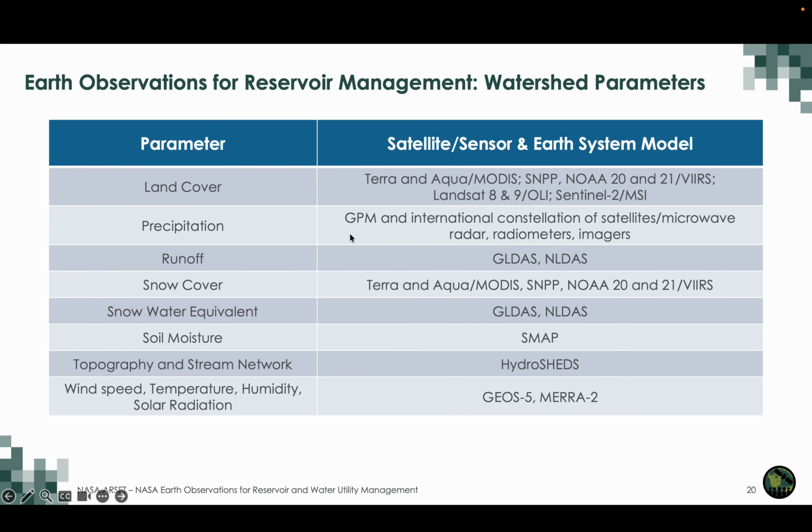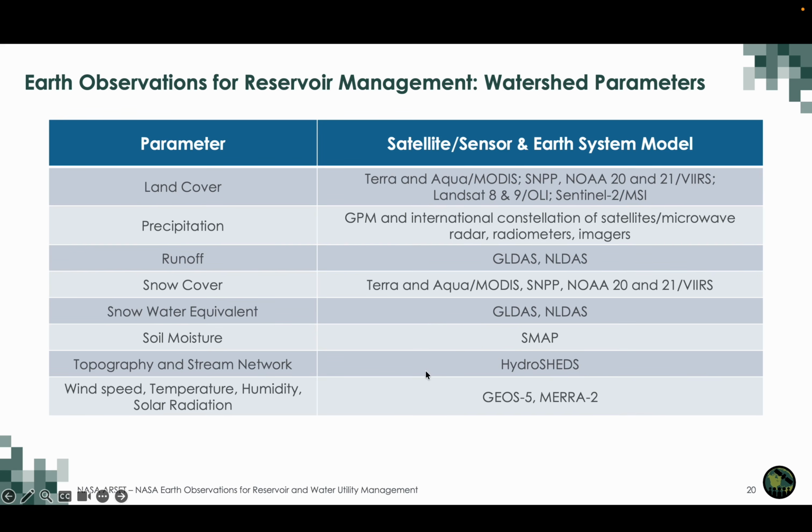Precipitation is available from Global Precipitation Measurement and an international constellation of satellites with microwave radar, radiometers, and imagers. Runoff and snow water equivalent are available from the Global Land Data Assimilation System and North American Land Data Assimilation Systems. These are land surface models, so these data are available based on modeling. Snow cover also is available from Terra, Aqua, SNPP, NOAA 20 and 21, similar to land cover. Soil moisture is available from Soil Moisture Active Passive.